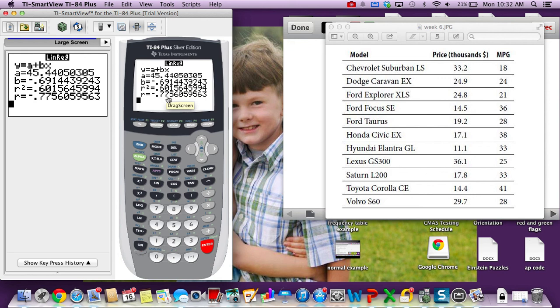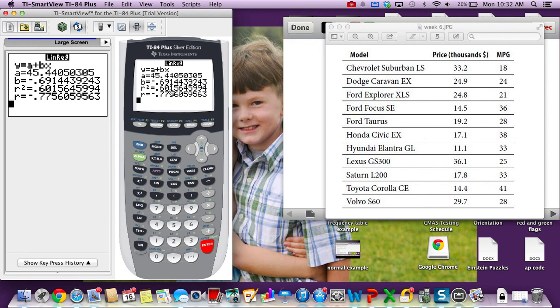My correlation coefficient is negative 0.7756, meaning it's an okay fit. It's negative, so that does mean that it's a negative relationship. As one goes up, the other goes down. And 0.775 isn't too bad. It's an okay fit. It's okay strength of relationship.